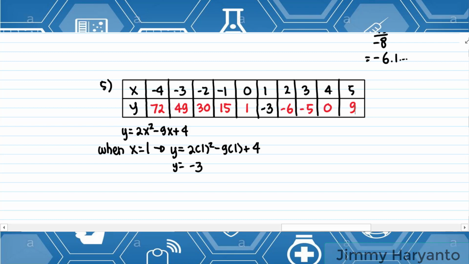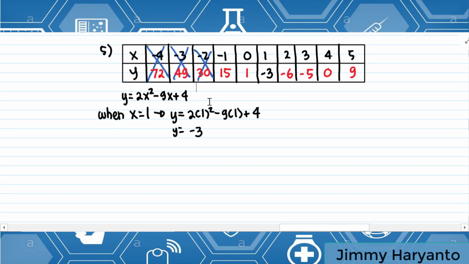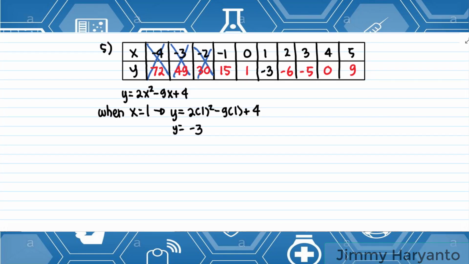Okay, those are the answers for y. I have 72, 49, 30, 15, 1, negative 6, and so on. Because we have to draw it, it will be hard to draw 72 because it's too large. So I can eliminate this one, and this one, maybe this one also, and 15 is still okay. And then next, step 6, you have to plot all of the points you have.